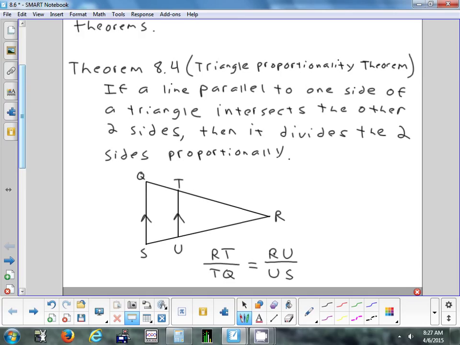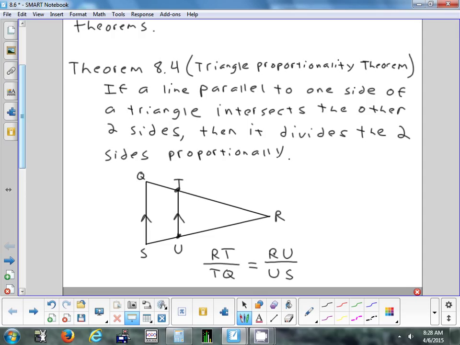All right, so you've got a line, TU, parallel to one of the sides of the triangle, in this case QS. If you have that, it automatically divides the other two sides proportionally. So TU is parallel to QS. Look where TU intersects, here and there. So now we could say that RT over TQ is the same as RU over US. Okay, still a proportion, but a little bit different than what we're used to.